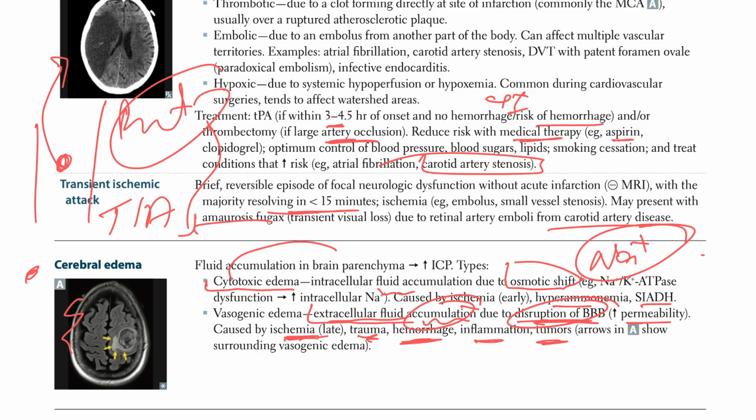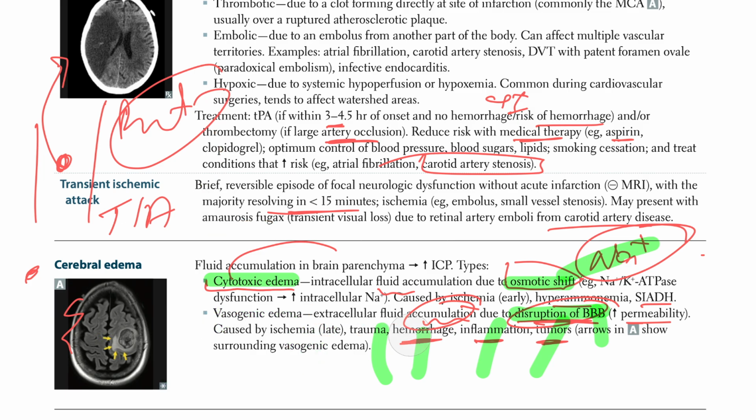So the whole high yield point in all of this is that with cytotoxic edema, you're going to think about osmotic shift. Cytotoxic means something is there which is toxic, meaning there is a lot of sodium there, let's just say that. And with vasogenic, you're talking about disruption of the blood-brain barrier, and whatever disrupts it, late ischemia, trauma, hemorrhage, inflammation, or tumor, would cause vasogenic edema. This is how it's going to look.